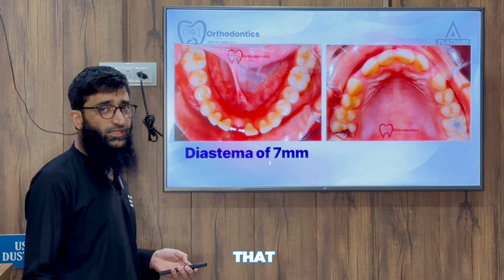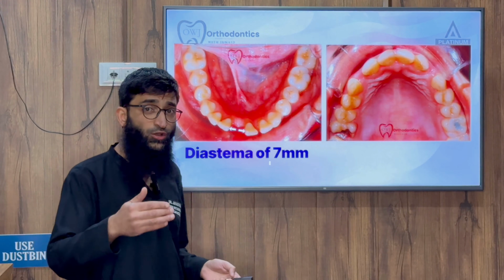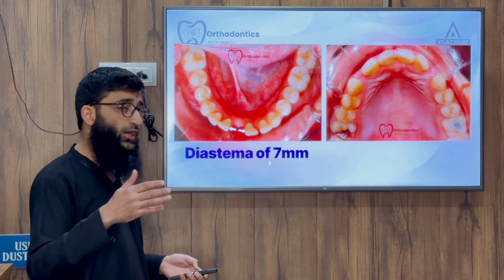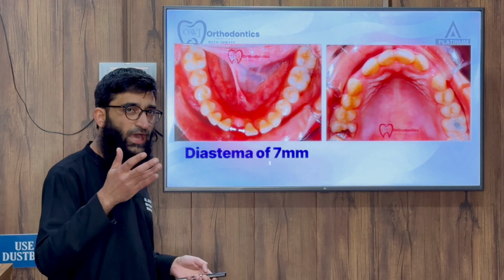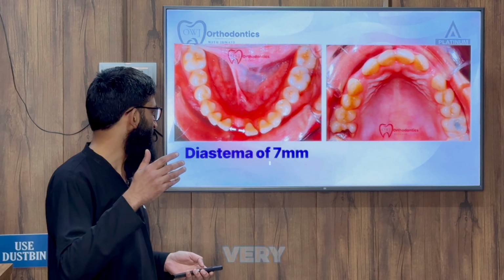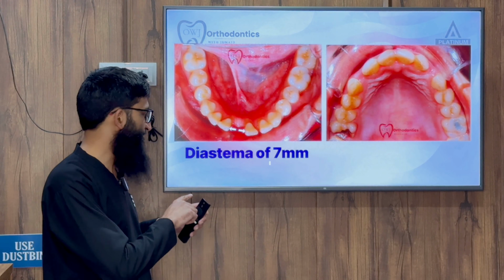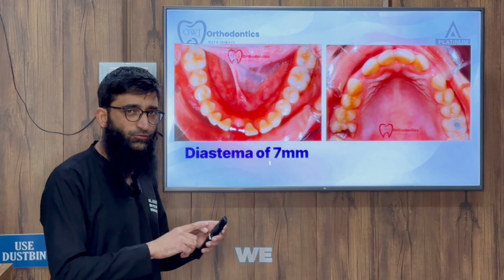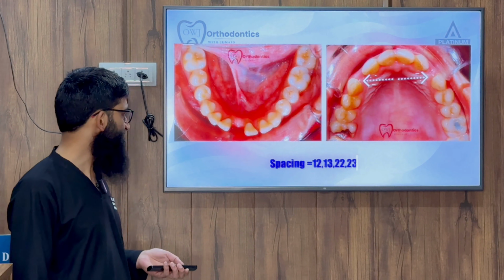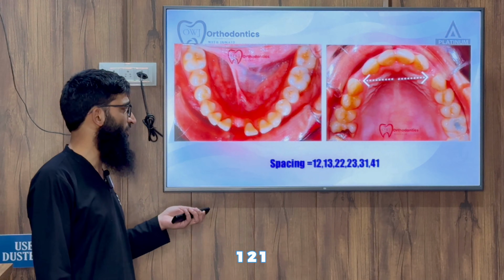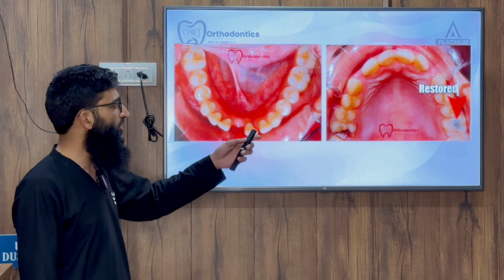The labial frenum was not at a papillary type of frenum, not a frenum which was very highly placed. The frenum was at the normal position, but we cannot assess the reason for this diastema. Spacing was present in 1, 2, 1, 3, and we have a grossly decayed 1/6, and 2/6 was restored.